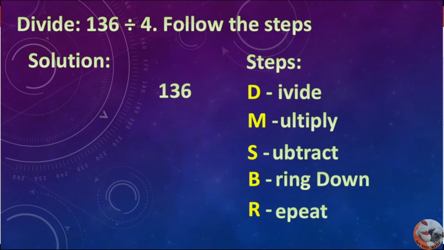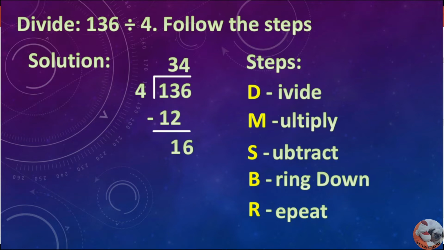So 136 divided by 4. Think of a number you will multiply to 4 that will not exceed 13. So 3. 3 times 4 is 12. Subtract 12 from 13. We have 1. Then bring down 6.